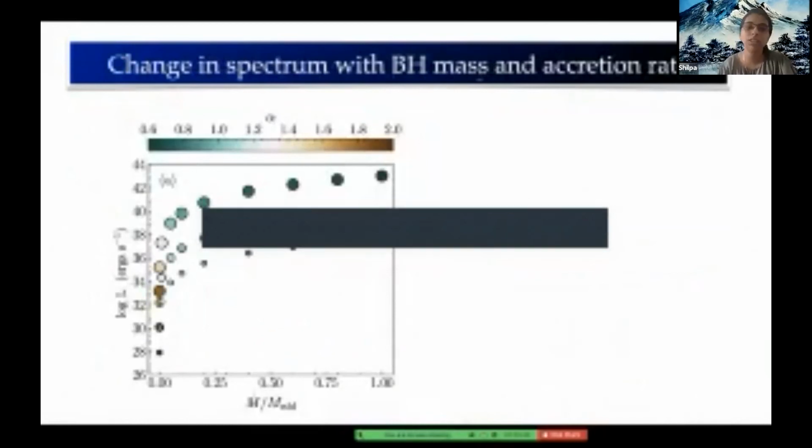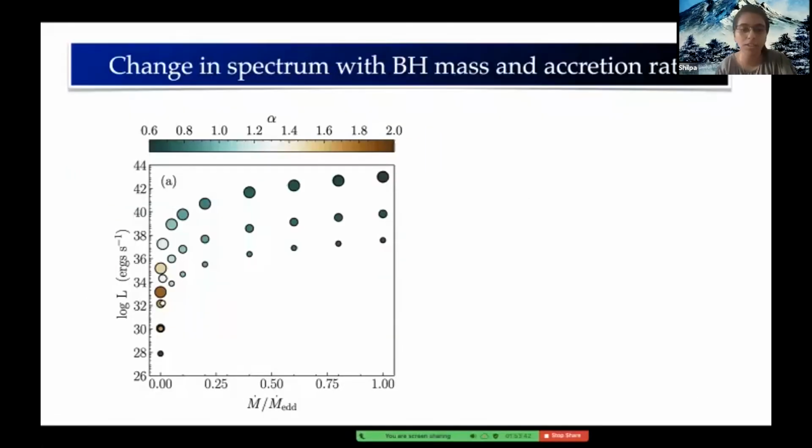So we also investigated the change in spectrum with black hole mass and accretion rate. Here on the y-axis we can see the luminosity, and on the x-axis the accretion rate, and different circles represent the different masses of black holes. Small is 10 solar mass, then 10 to the 3, and then 10 to the 6. And this color bar is the spectral index, that is the power law of the inverse Comptonized photons.